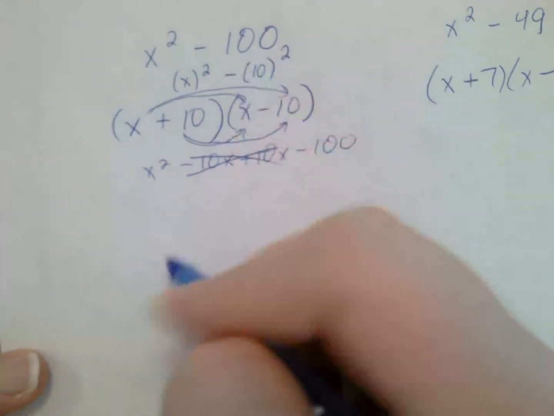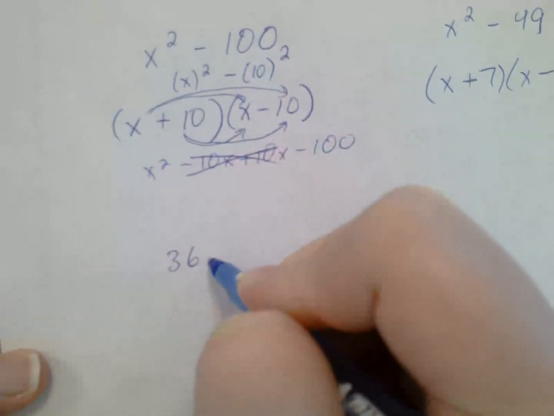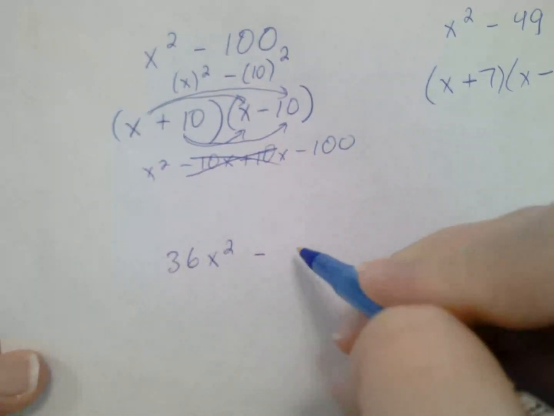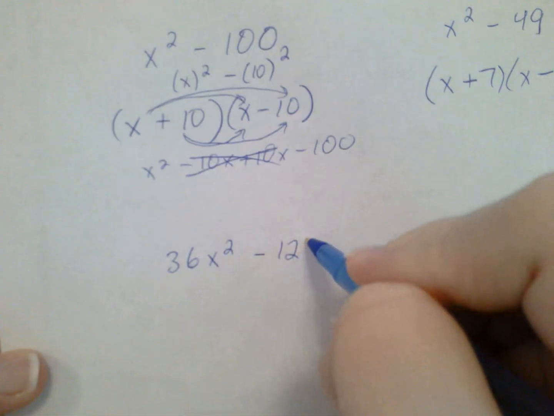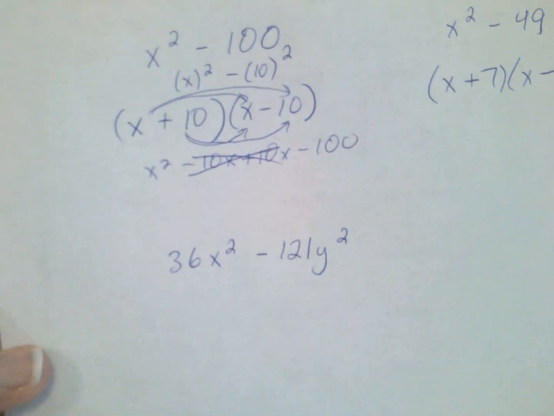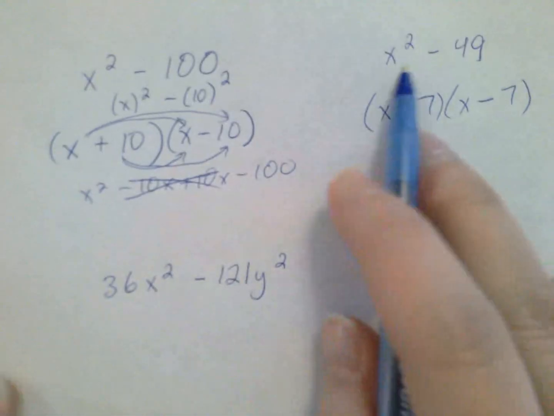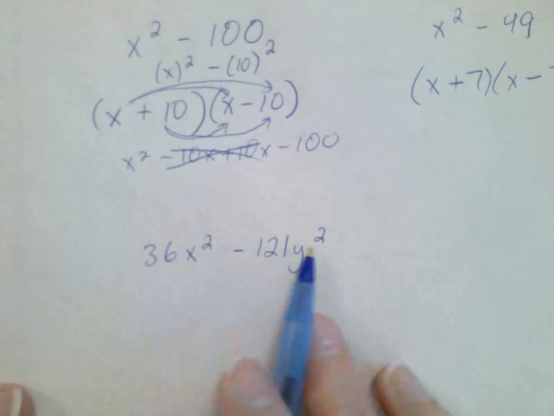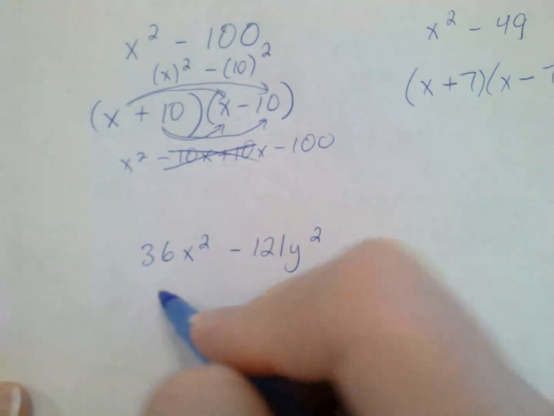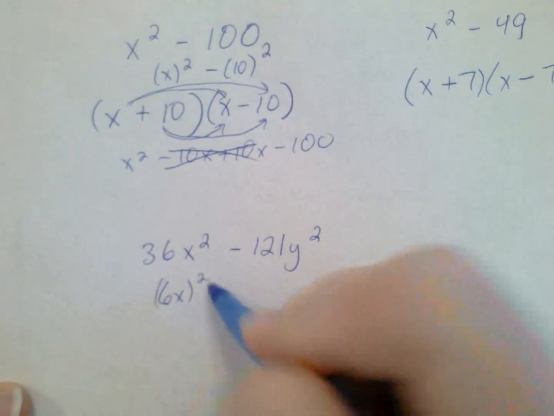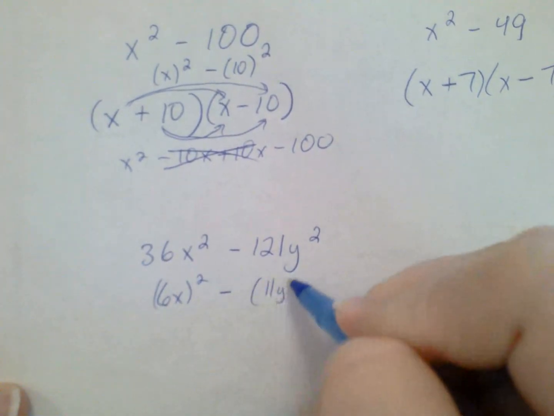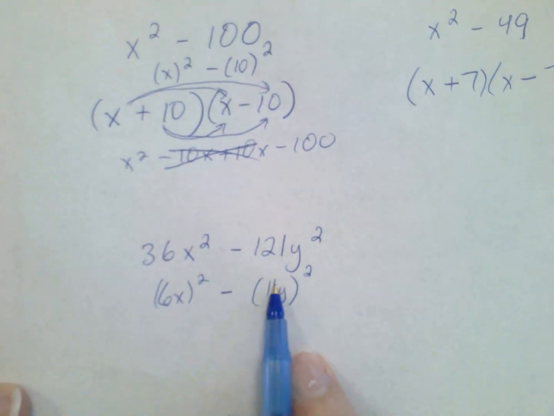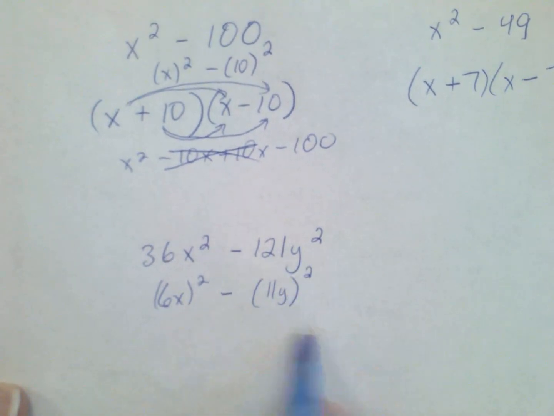Let's say we have 36x squared minus 121y squared. Okay, so this is a little fancier. This looks quite a bit harder than the others, but if you look at them closely, these are both just perfect squares again. If you take 6x times 6x, that's 36x squared, minus, if you take 11y, the quantity squared, 11 times 11 is 121, y times y is y squared. So these are still just the difference of perfect squares.